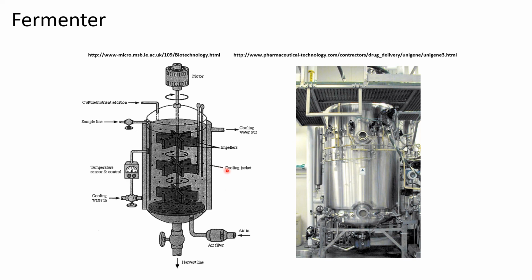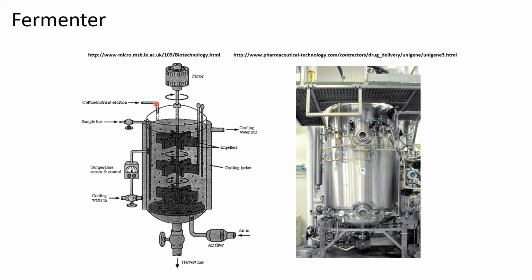And so this cooling jacket will have an inlet for the cooling water down here, and then an outlet for the cooling water. And then in order to maintain the temperature inside here, there will be a temperature controller. This controller is hooked up to a temperature sensing device inside the tank. And it'll decide how much cooling water to allow to flow around the cooling jacket in order to keep the tank at a constant temperature.